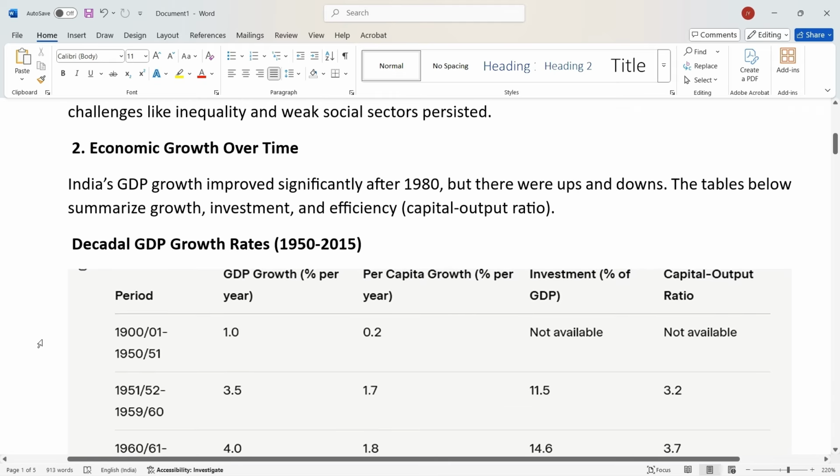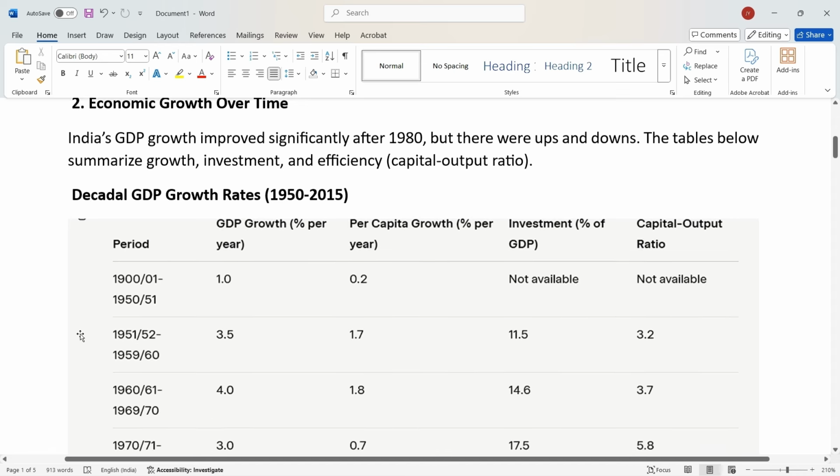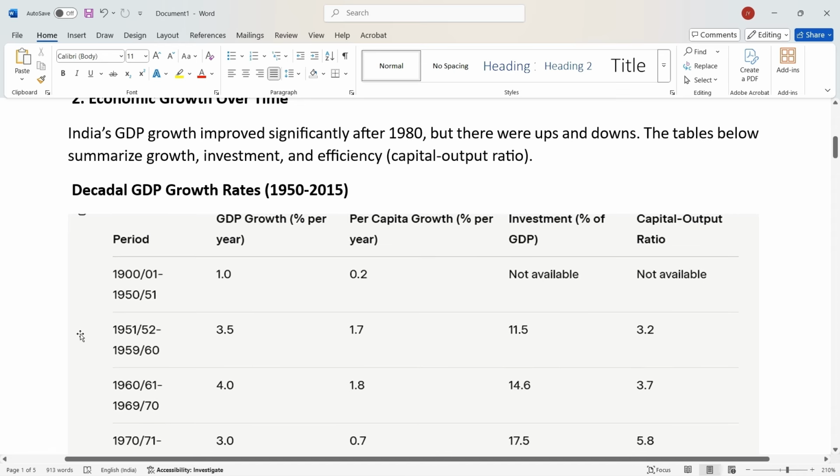Let's see the economic growth over a period of time with the help of this table. In the period of 1900 to 1951, before independence, the GDP was growing at 1%. Per capita growth was 0.2%. After independence, growth increased to 3.5%, per capita income increased to 1.7%, the investment percent was 11.5%, and the capital output ratio was 3.2. This capital output ratio shows how well the economy is investing its capital.